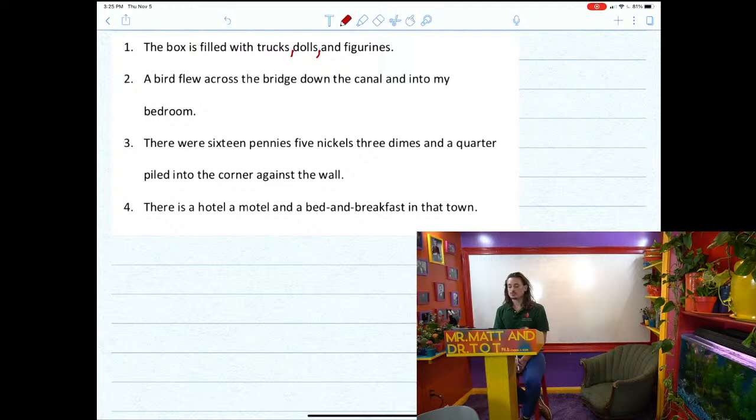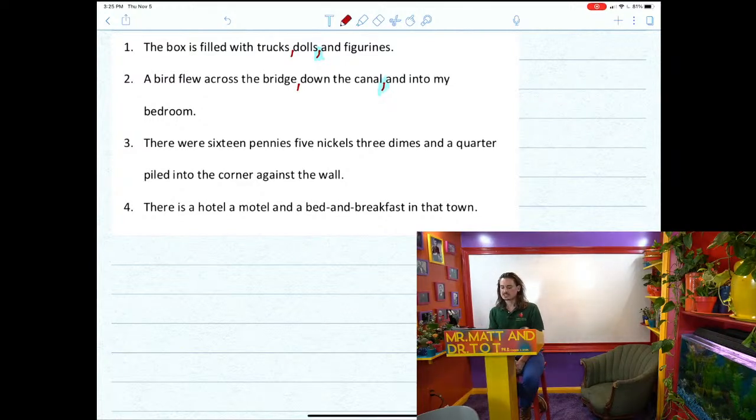Number 2, you'll see that the comma listing doesn't have to be just singular nouns. They can also be phrases. So a bird flew across the bridge, down the canal, and into my bedroom. So he flew across the bridge, comma, down the canal, comma, and into my bedroom. And I'll highlight the Oxford comma in blue.